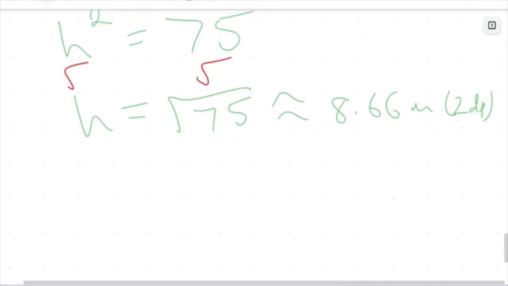Now, this symbol I've used here just means approximately in maths. It's not exactly equal to, it's approximately equal to 8.66 meters. Now, really quickly, let's do a sense check.